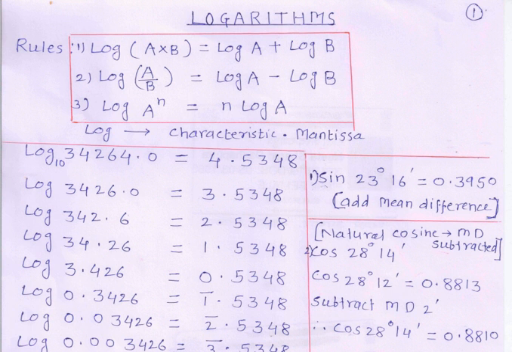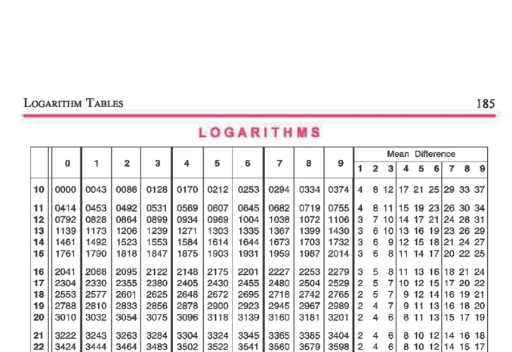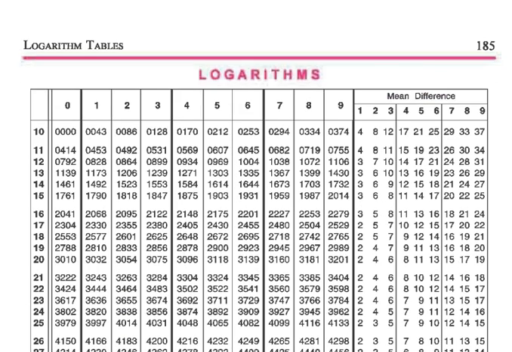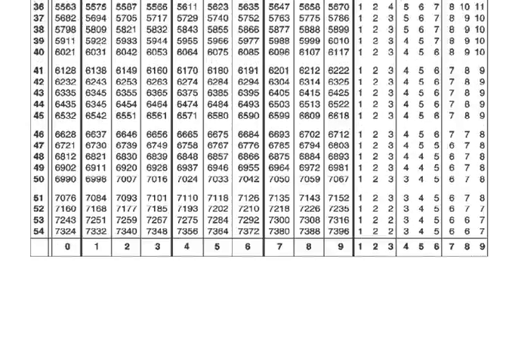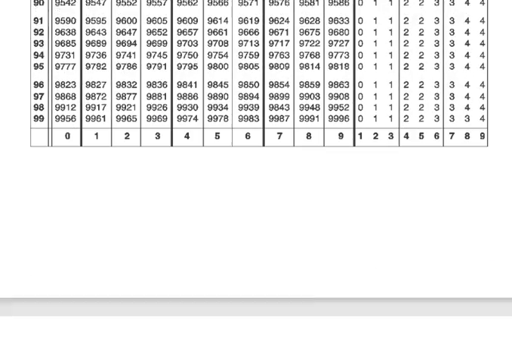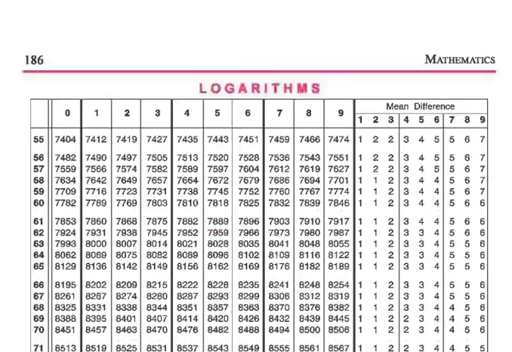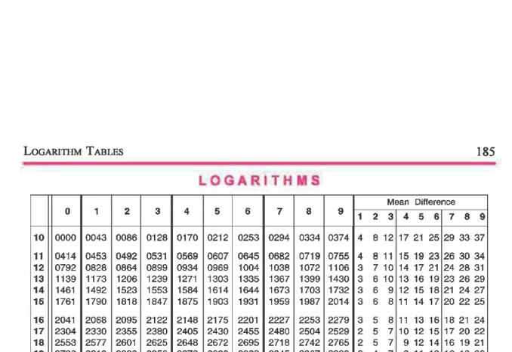So the number becomes 3426. Now I am opening the log table. If you open the log table, what are you observing? The first table starts from 2 digits, 10, 11, 12, and so on up to 99. The first column contains the 2 digits, 10 to 99. In the next columns, it is 0 to 9, and this is the mean difference column.